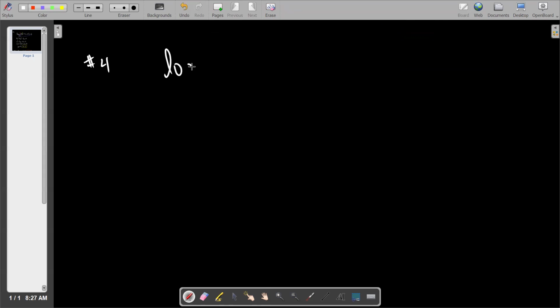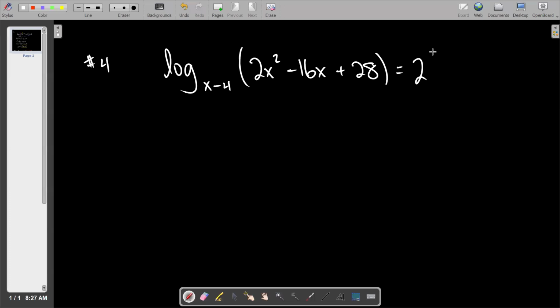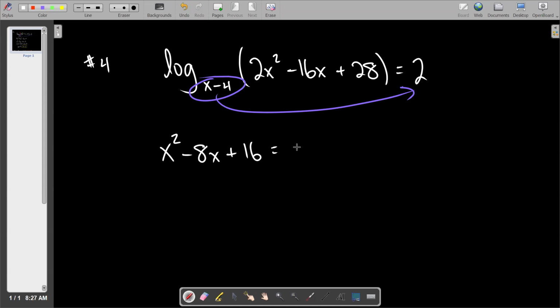So here we have log with a base of x minus 4 of 2x squared minus 16x plus 28. And I'm only copying these down not to waste your time, but just in case anyone watching the video didn't have it, they could copy along. So for the 4th straight time, we're going to raise this to the power of 2. And that square multiplied out is going to come out to x squared minus 8x plus 16. And we're going to set it equal to the argument of the log, like such.